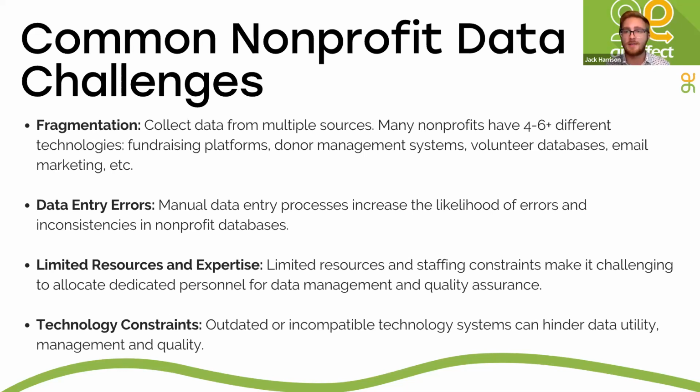One being fragmentation. And what do we mean by that? This is basically you have multiple sources collecting your data, different kinds of data. The average we see is that many nonprofits have anywhere from 4 to 6 or more different technologies that they're using, again, across fundraising platforms, donor management, volunteering, marketing. The list goes on and on. Excel spreadsheets, again, that's a part of this conversation. Having those different silos can be challenging. I know I'm probably speaking to the choir in some instances here.